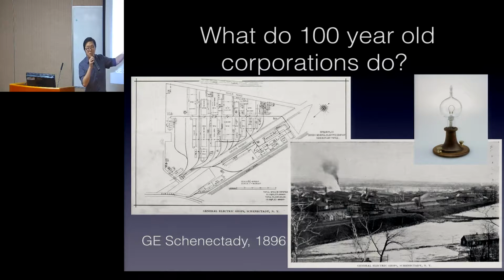So GE is the company founded by Thomas Edison, and they made light bulbs in the beginning. And this is their first light bulb factory in upstate New York, in Schenectady, New York. But it's still churning out stuff nowadays. But it's no longer making light bulbs, of course.